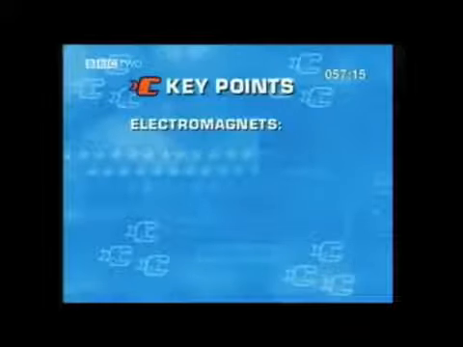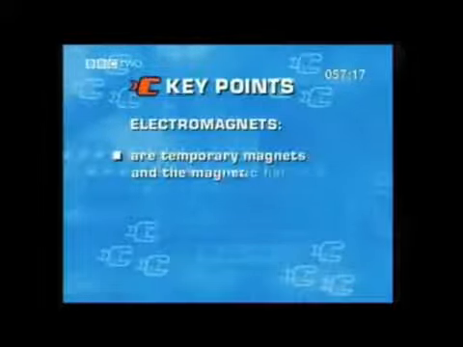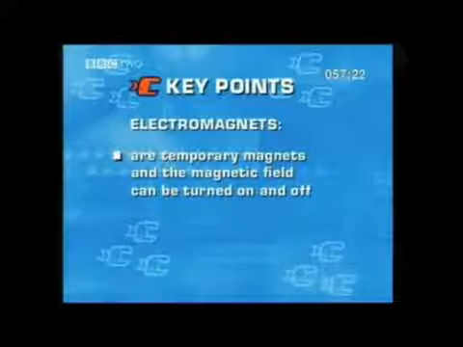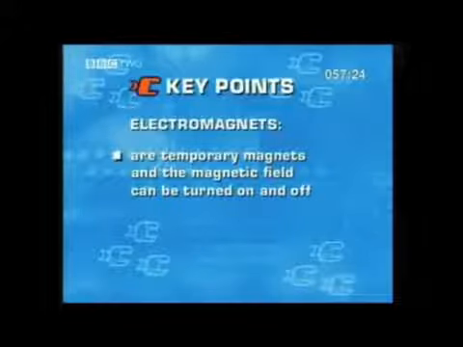So you need to know that electromagnets are temporary. They are only effective when the electrical current is switched on. This means that their magnetic fields can be turned on and off. This section on electromagnets completes our unit on electricity and magnetism.